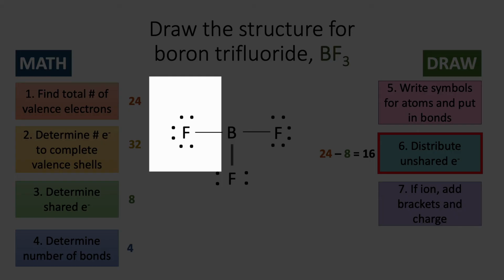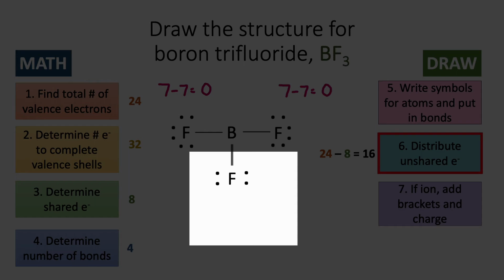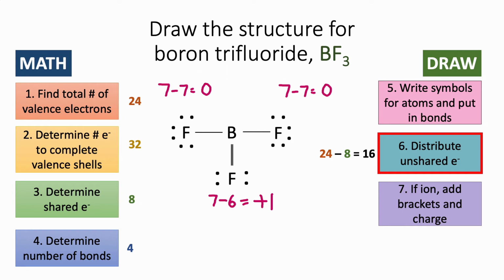This fluorine right here has 6 unshared electrons and 1 shared electron, 7 electrons. And fluorine normally has 7 valence electrons, so 7 minus 7 gives us a formal charge of 0. This fluorine on the right has the same electron configuration, so no need to do the math twice. It's exactly the same. The double bonded fluorine has 4 unshared electrons and 2 shared electrons, and normally has 7. So 7 minus 6 is going to give us a +1 formal charge for fluorine. Boron normally has 3 electrons. It has 4 shared electrons, so that gives it a -1 charge.